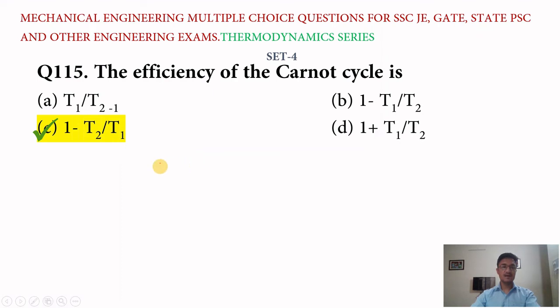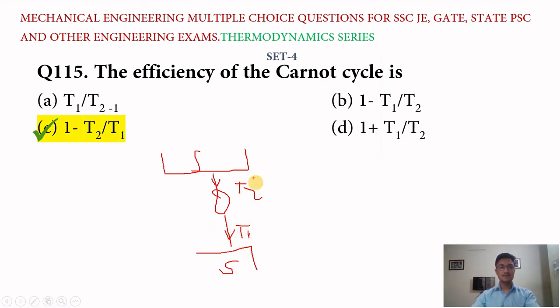As we have already learned in degree college, this is the source, this is the sink, this is temperature T2, this is temperature T1, this is the higher temperature, this is the lower temperature, and it is somewhere like that.